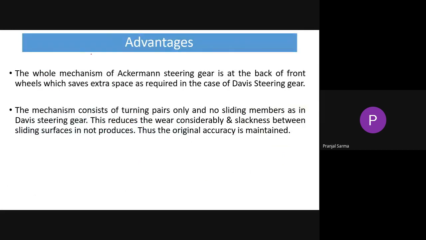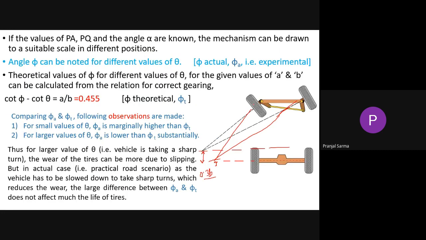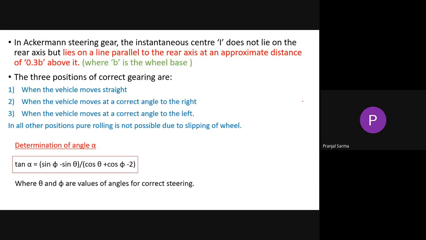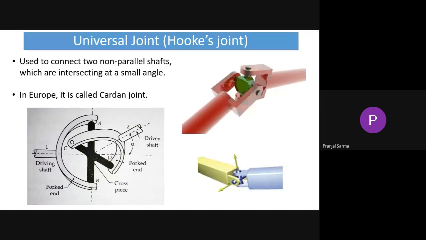But the steering wheel here is somehow not on the inside of it. Apart from that, as you have seen, we have only turning pairs, all pin joints. So there are no sliding members, as in the Davis mechanism. Therefore there will be reduced wear and tear, and the accuracy will be maintained.